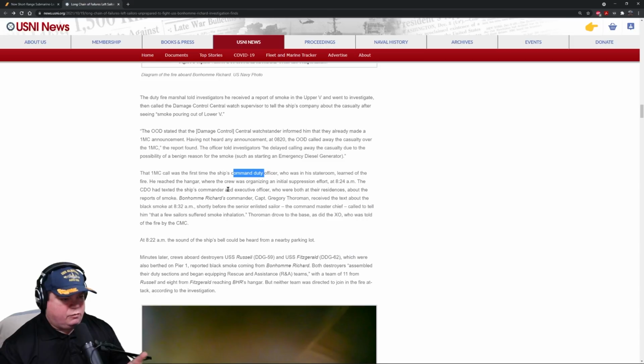He reached the hangar where the crew was organizing the initial suppression effort at 8:24. Okay, that's good. The CDO, the command duty officer, had texted the ship's commander and executive officer, who were both at their residence, which would make sense. Normally, on a Sunday morning, they would be home. About the reports of smoke, the BHR commander, Captain Gregory Thoroman, received the text about the black smoke at 8:32 on his phone, shortly before the senior enlisted sailor, the command master chief, called to tell him that a few sailors suffered smoke inhalation. Oh, my gosh.